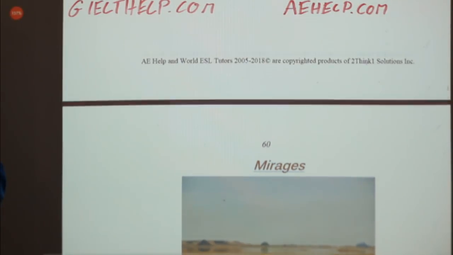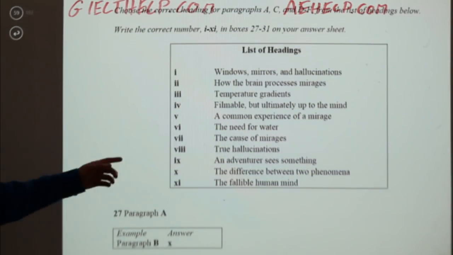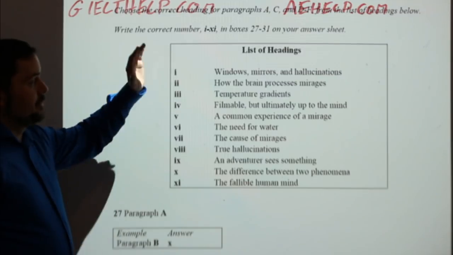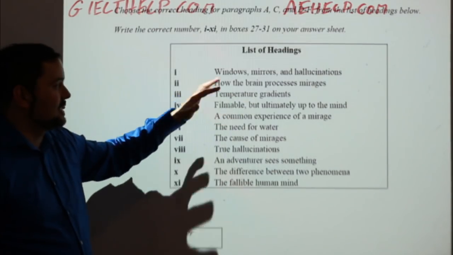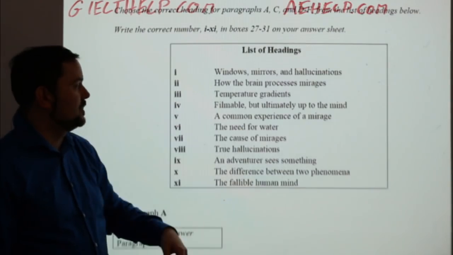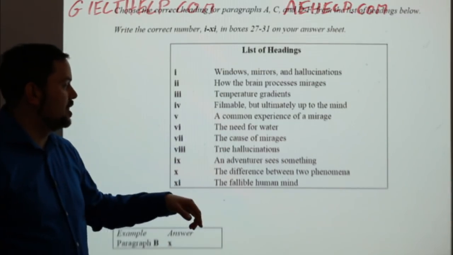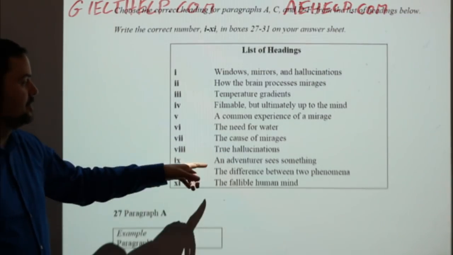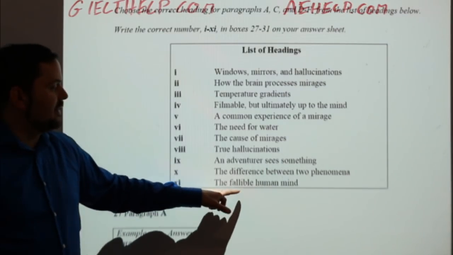Okay, so again, this is the introduction. So you have to read the whole paragraph. So now let's look at the answers. Windows, mirrors, I'm not even going to read that because that doesn't make sense. How the brain processes, I don't think so. Temperature, nope. Filmable, probably not. Common experience of a mirage, I don't think so. The need for water, the cause of mirages, true hallucination. An adventurer sees something, the difference between two phenomena, the fallible human mind.